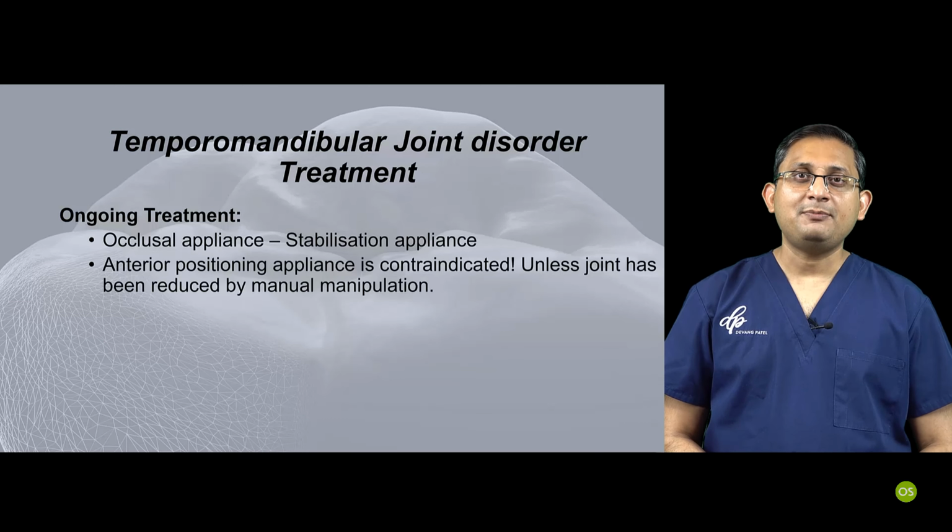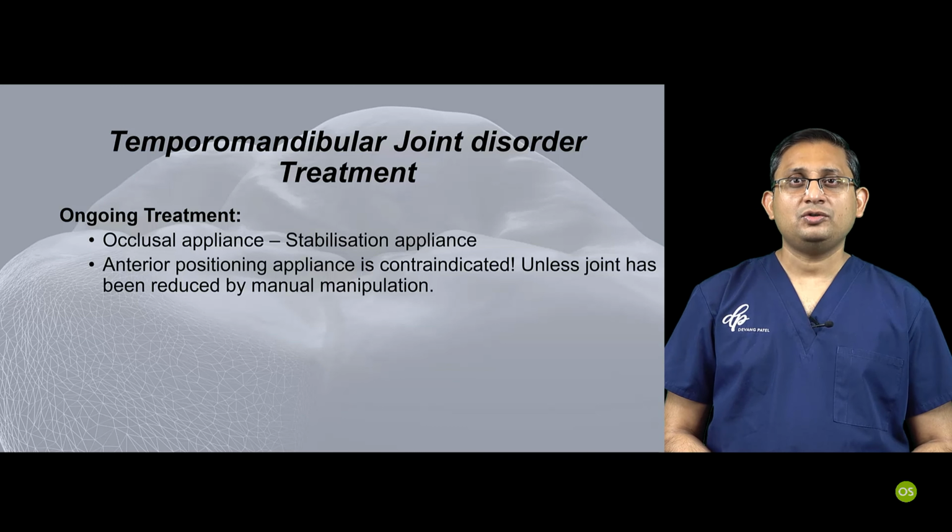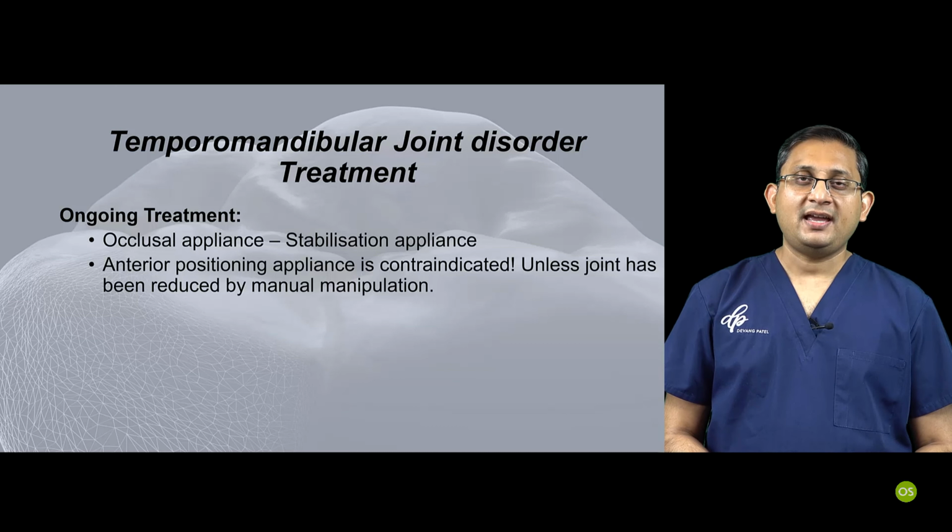However, if you are unable to reduce the disc, then an anterior positioning appliance is actually contraindicated, because you can cause more pain by giving the patient an anterior positioning appliance. Regarding the stabilization appliance, studies show that it gives the patient much more comfort, and over 2 years, patients end up having slightly more normal jaw movement with this type of appliance.